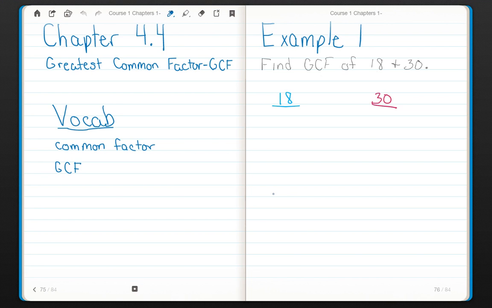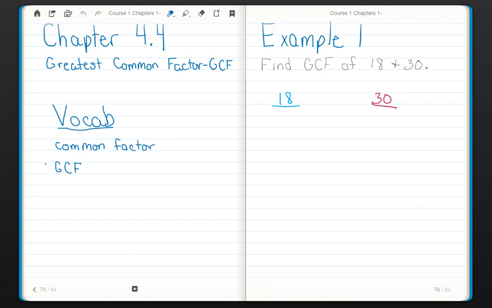Chapter 4.4, Greatest Common Factor, or GCF. So your vocab for today are two words, common factor and GCF, or greatest common factor. So take a moment to write those down, please, and then come back for example 1.